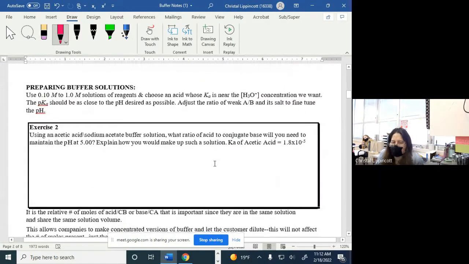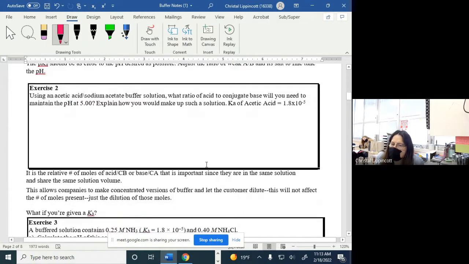Okay, so now we're going to talk about how we would prepare a buffer solution. To prepare buffer solutions, use 0.1 molar to 1 molar solutions of reagents. Choose an acid whose Ka is near the H plus concentration you want. So the pKa should be close to the pH. When you're preparing these buffer solutions, look for a pKa that's close to the pH that you want. And then adjust the ratio of weak acid and its conjugate base, the salt, to fine tune the pH. So here we go. We are using acetic acid here and sodium acetate.